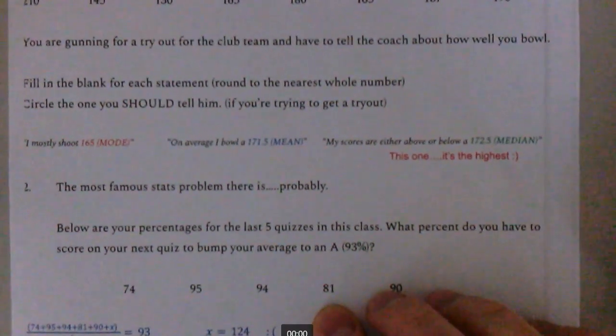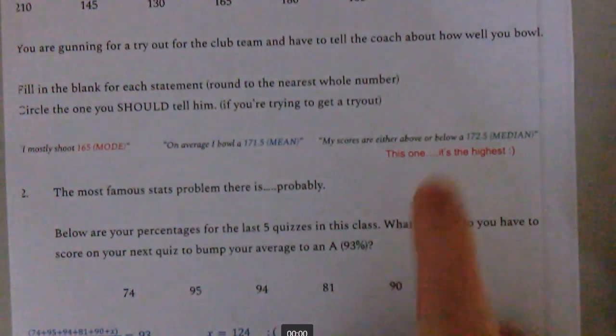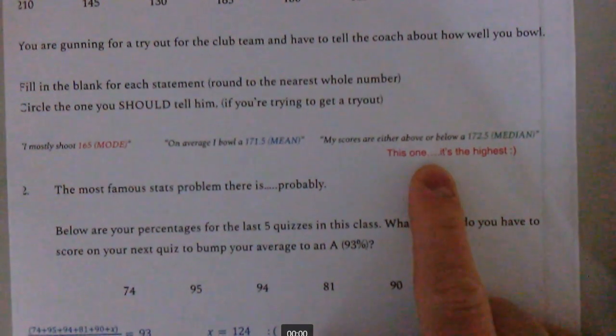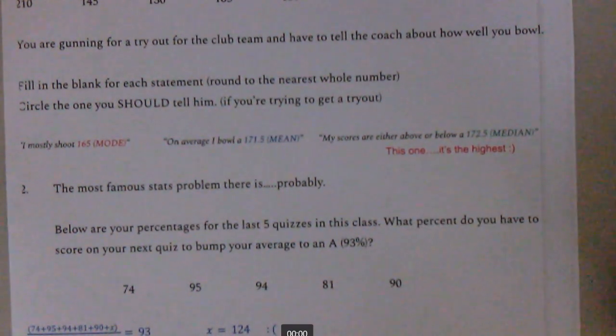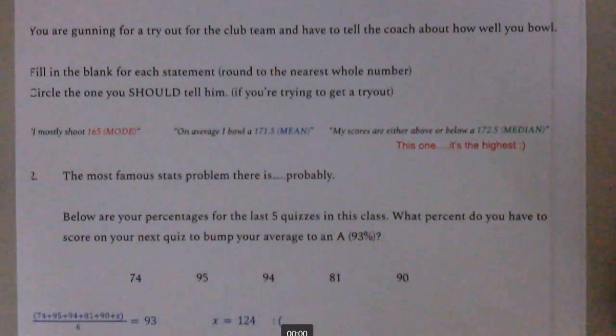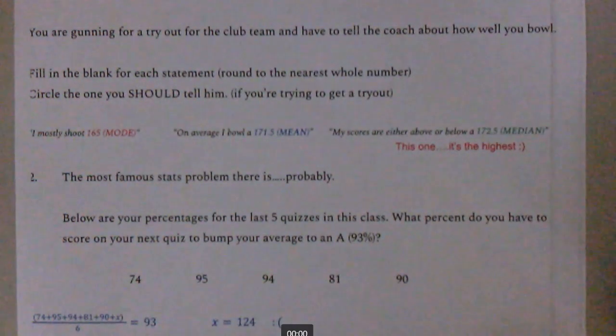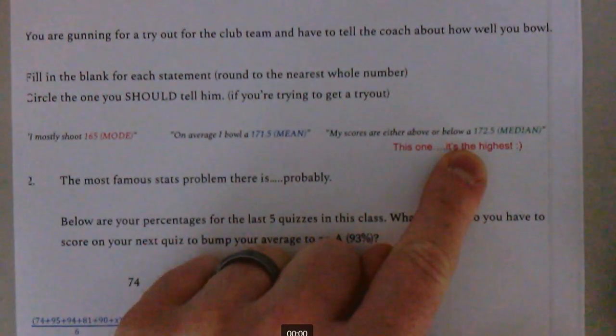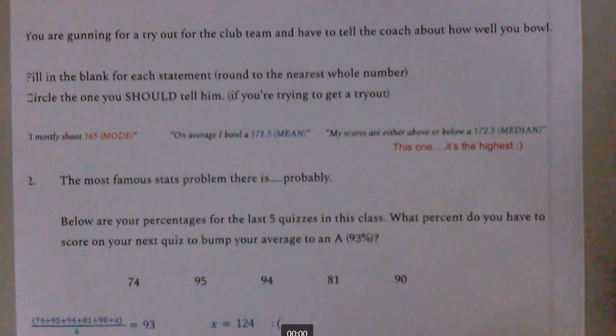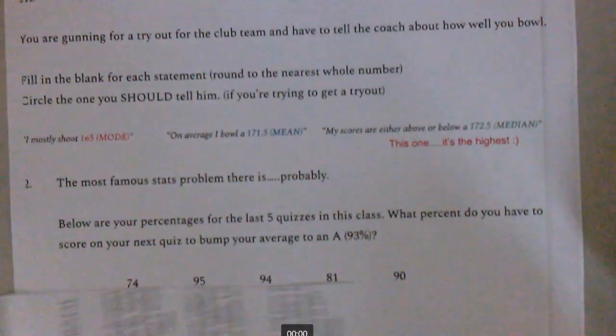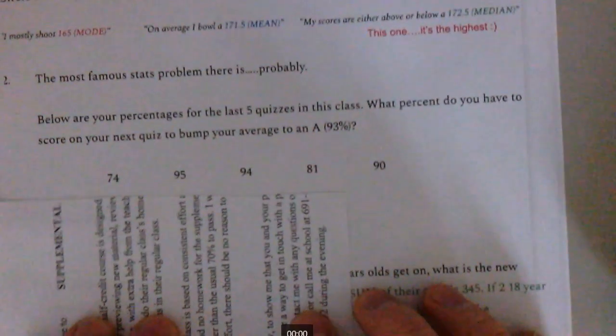I have to choose which one of these to tell the coach. I'm going to go with the last one because it's the highest. If I'm trying to make the team, I want them to think I shoot the best I can. All of these are true, and you'll hear sometimes people say statistics can say whatever you want them to say. This is an example of that. I have a choice of which one of these I want to report. They're all true, but which one paints me in the best light for bowling? It would be this one. I would say, my scores are either above or below a 172.5. Absolutely true.